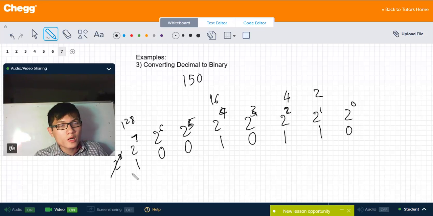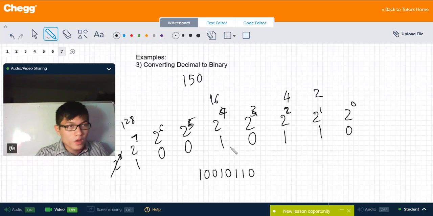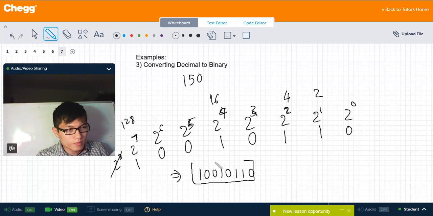So finally we can write it nicely like this: 1 0 0 1 0 1 1 0. So 150 in decimal can be converted to binary with 1, 2, 3, 4, 5, 6, 7, 8 bits. So here is 150 in binary, base 2 numbers.